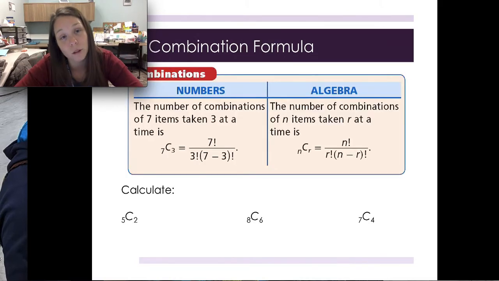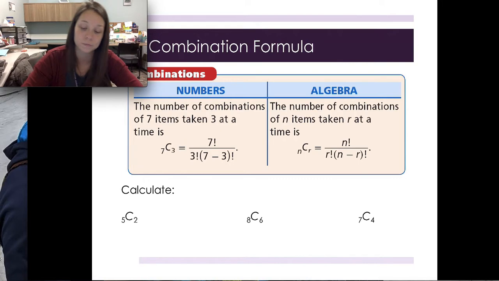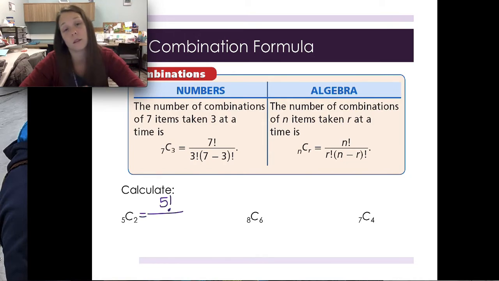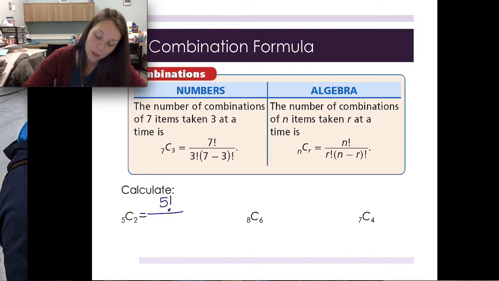So the formal formula is n combination r equals n factorial divided by r factorial times the difference between n and r factorial. So 5 combination 2, I'm going to have 5 factorial on the top, the ways to arrange everything, divided by 2 factorial, because I'm picking 2 items, times the difference between 5 and 2, which is 3 factorial.